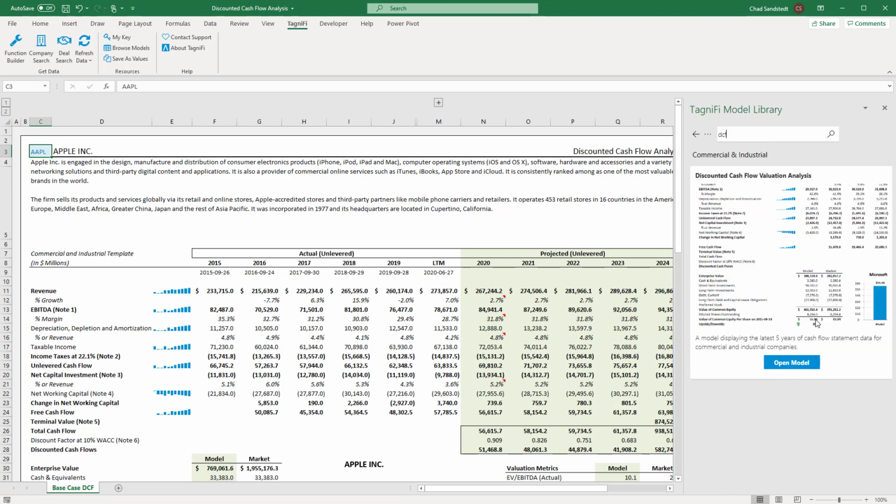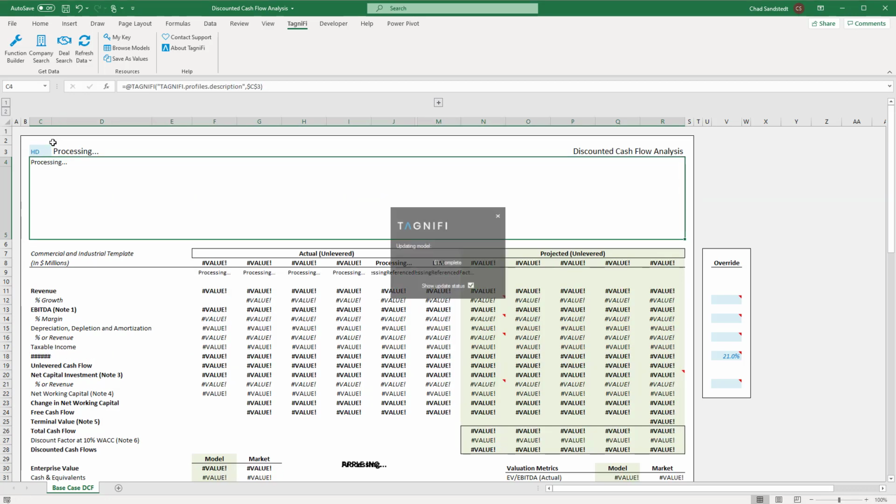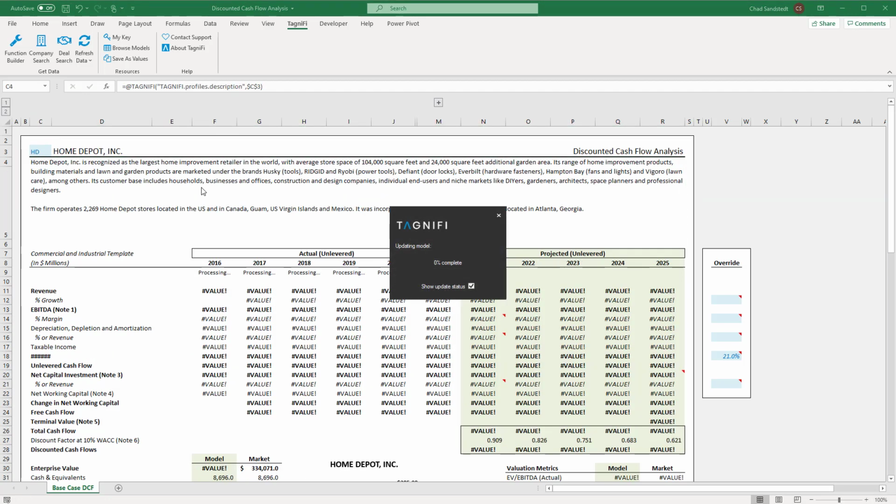So yeah, just hit open model. It's going to open this model we're looking at right now. And really, it's just a matter of putting a ticker symbol in. If you put a ticker symbol in, it's going to go out and pull all of the data needed to automatically run a discounted cash flow analysis.